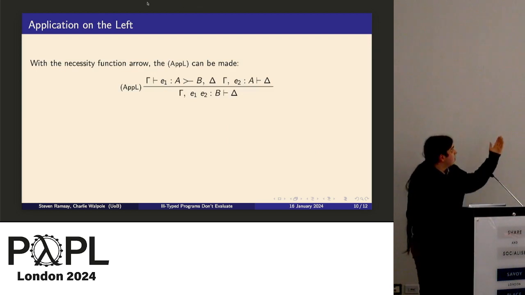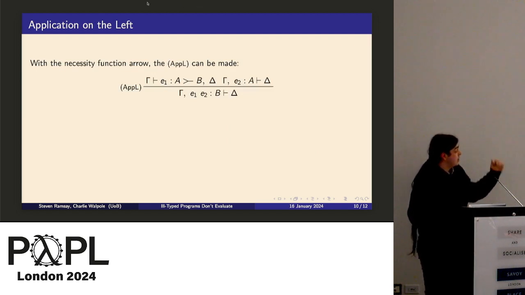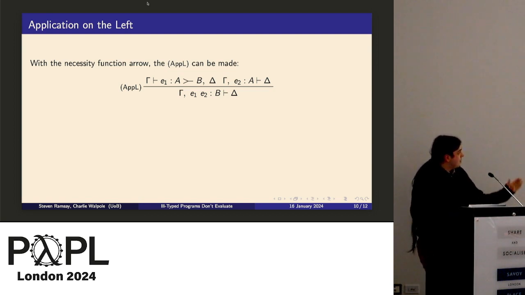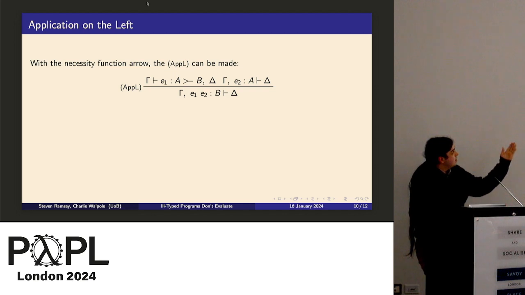So now we can return to application on the left. You can see here that if you wish to refute that an application has a given type, then first you need to show that the function part of that application requires that the argument, if you want to produce a B, is required to be in type A. But then you also show that the argument that you're actually giving it is not in this type A.